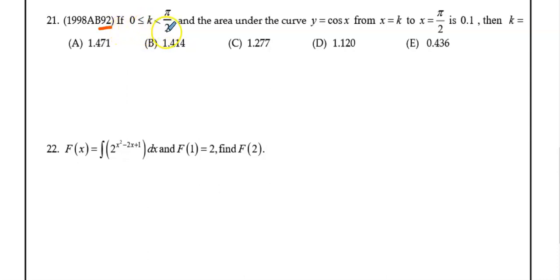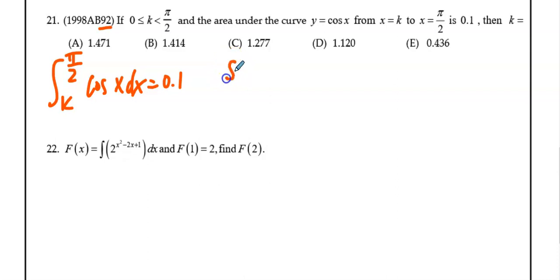And it says, on the interval from 0 to pi over 2, and the area under the curve is equal to y equals cosine of x from x equals k to pi over 2, and we're telling you it's 0.1. So even though we're given the interval from 0 to pi over 2, it's telling us that the area under the curve from k to pi over 2 of cosine of x dx is equal to 0.1. And we want to figure out what k is. So the first thing we're going to do is integrate cosine. Well, integrating cosine is going to be sine of x. We haven't really talked about that yet, but it's just going backwards. What's the derivative of cosine?